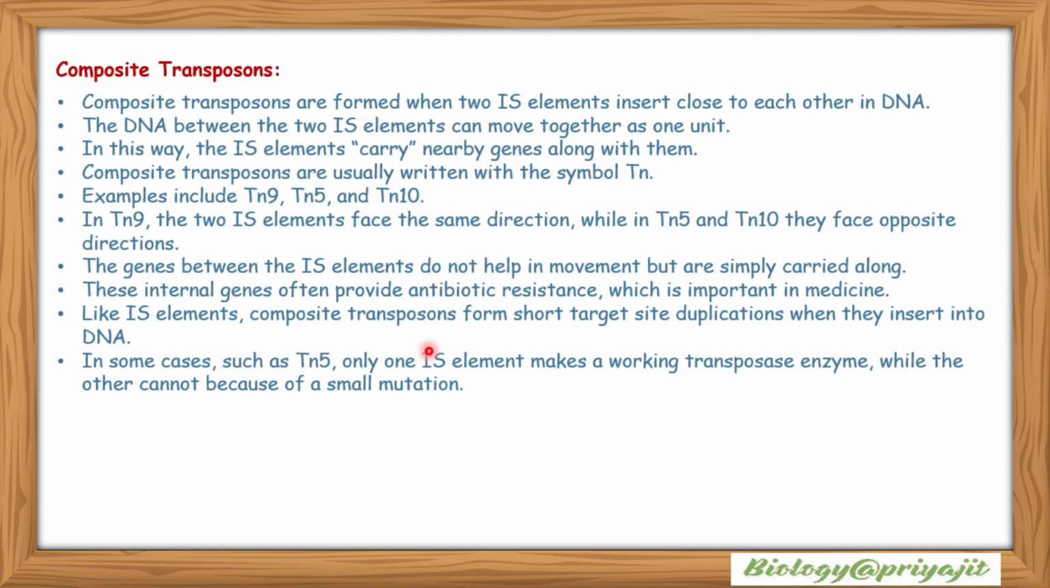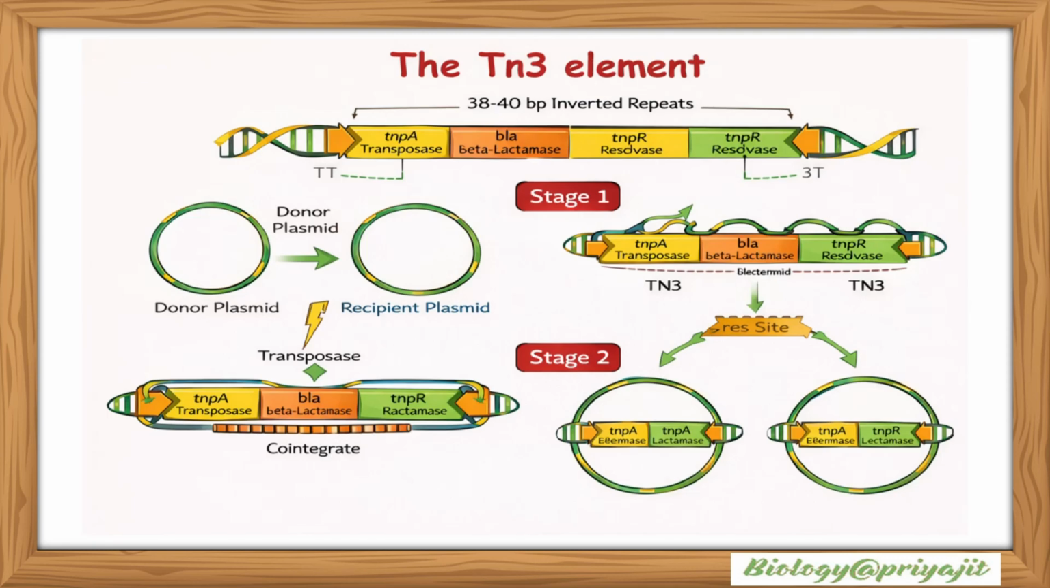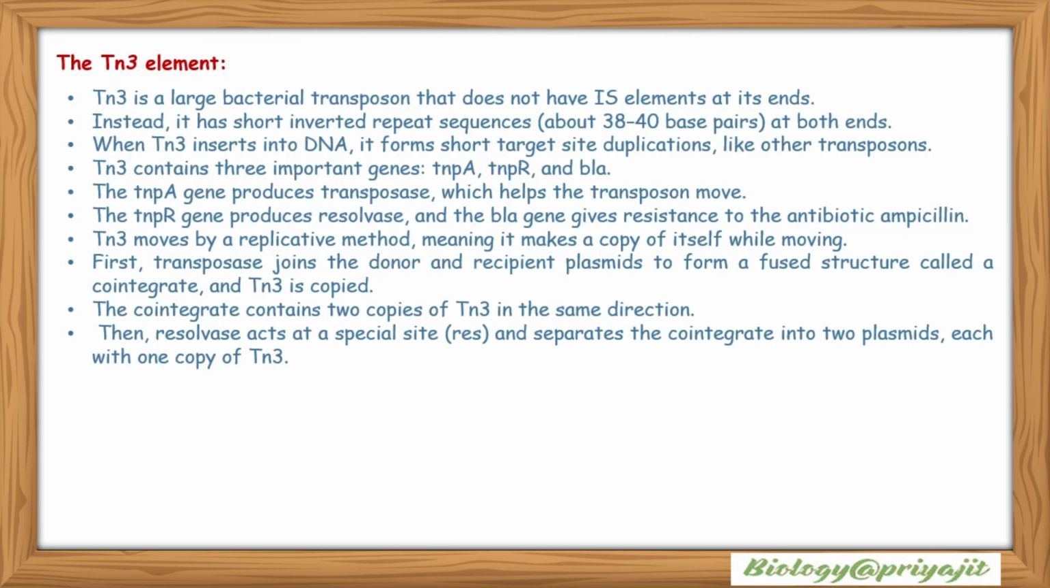Like IS elements, composite transposons form short target site duplications when they insert into DNA. In some cases, such as Tn5, only one IS element makes a working transposase enzyme, while the other cannot because of a small mutation. So this is the Tn3 element, the diagram showing the length of the Tn3 element. Tn3 is a large bacterial transposon that does not have IS elements at its ends. Instead, it has short inverted repeat sequences at both ends. When Tn3 inserts into DNA, it forms short target site duplications like other transposons.